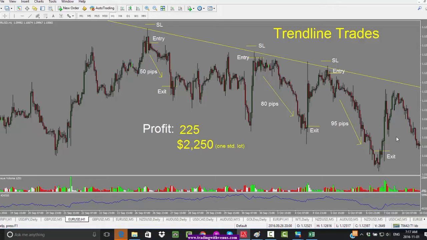Overall, in all these trades combined together, we have a profit of 225 pips, or $2,250 if we are trading one standard lot.